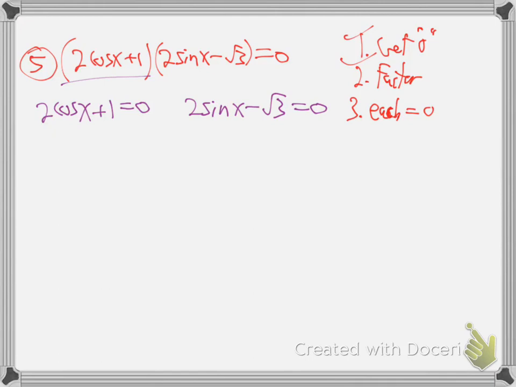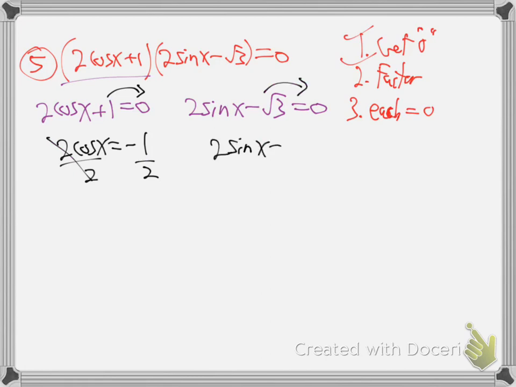Is that good? Is that making sense? So then you just finish each of these up. Since it's already in the parentheses equals 0 stage, you just move the 1 over: 2 cosine x equals minus 1, so cosine is minus 1/2. And here move the root 3 over: 2 sine x is positive root 3, so sine is root 3 divided by 2.